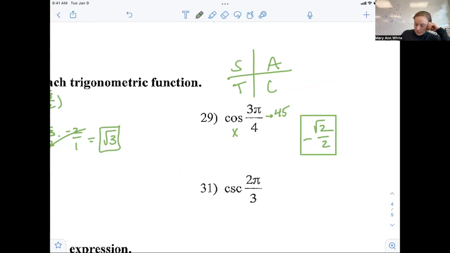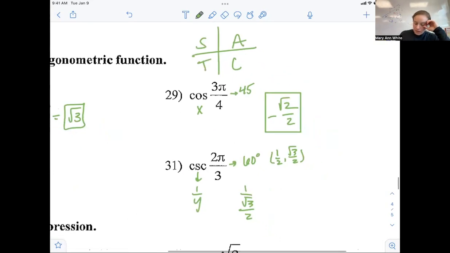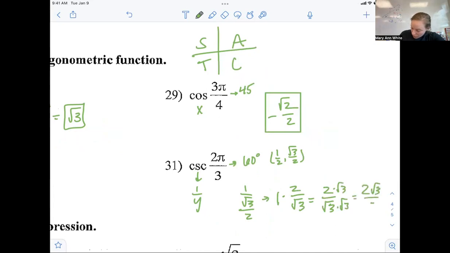Okay, cosecant is 1 over y because it goes with sine. 2 pi over 3 is a 60-degree angle, and 60 is (1/2, root 3 over 2). It's a funky one. And so 1 over y, 1 over root 3 over 2. In quadrant 2, that's positive, so I'm good where I'm at. So 1 times 2 over root 3 is 2 over root 3, and then you can multiply by root 3 on top and bottom, and I get 2 root 3 over 3.